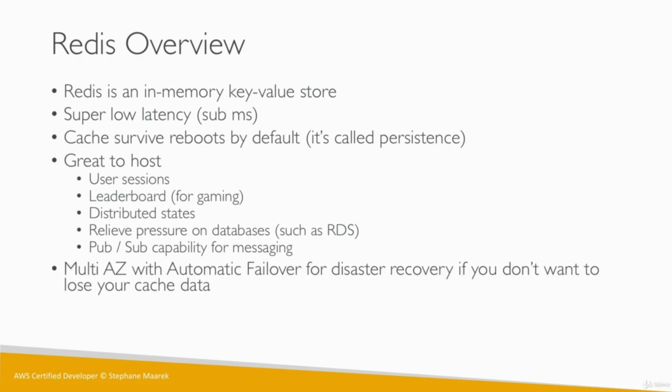And obviously, it comes with all the goodies that Amazon gives us, which has multi-AZ with automated failover for disaster recovery if we don't lose the cache data, and support for read replicas. So it's really good for you to know that there is this capability not to lose the data if you have reboots. It's called persistence, and also with a multi-AZ, you can survive service outages.